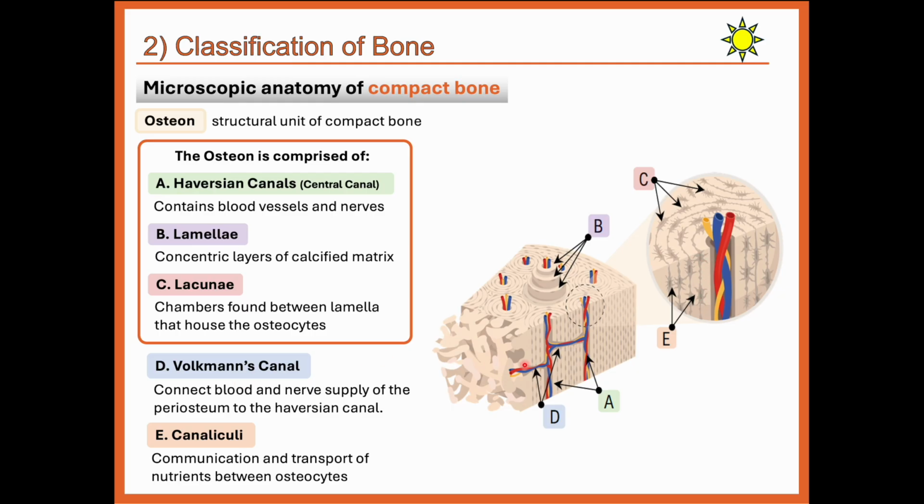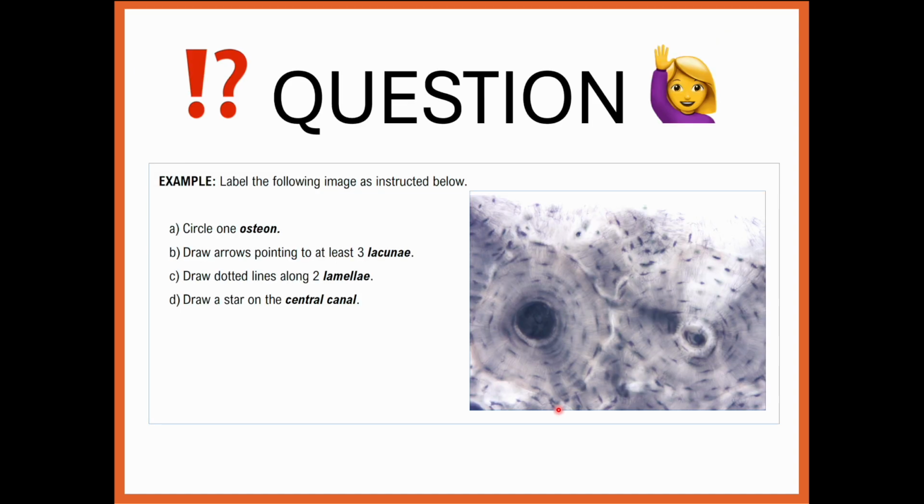Volkmann canals are different. They're canals between two different osteons. Canaliculi are canals between two osteocytes. And Haversian canals are canals in the middle of one osteon, right? In the middle. Okay, so label the following images as instructed. So take a crack at this and then pause the video and I'll go through the answer.